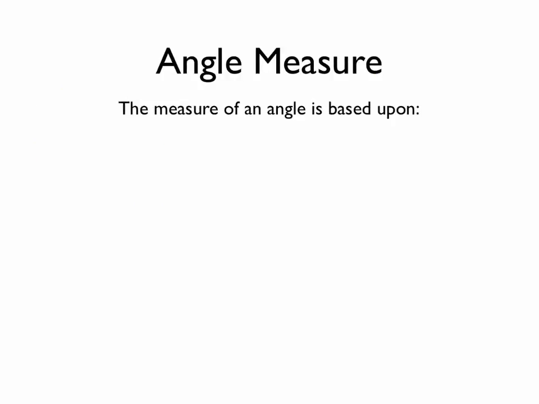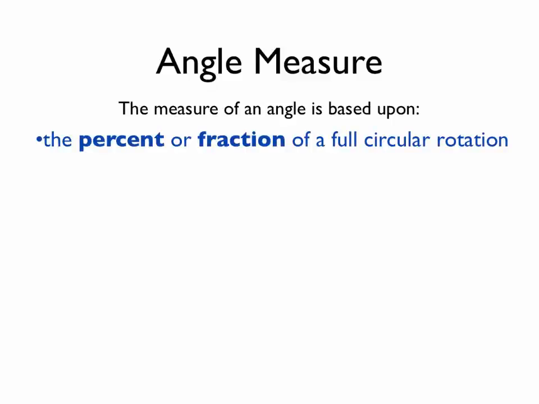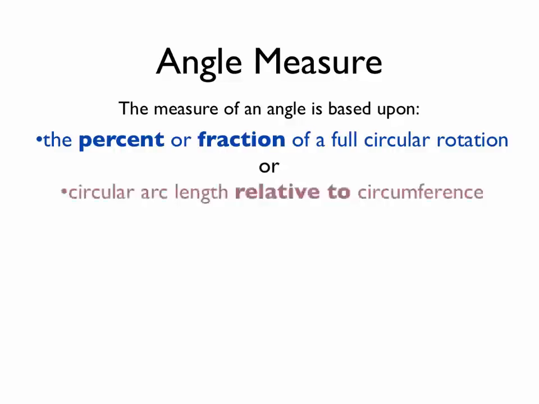So let's summarize that. The measure of an angle is based upon the percent or fraction of a full circular rotation, or the arc length relative to circumference. So what fraction of the circumference does the angle cut off? The arc length is what fraction of the circumference that the angle cuts off.